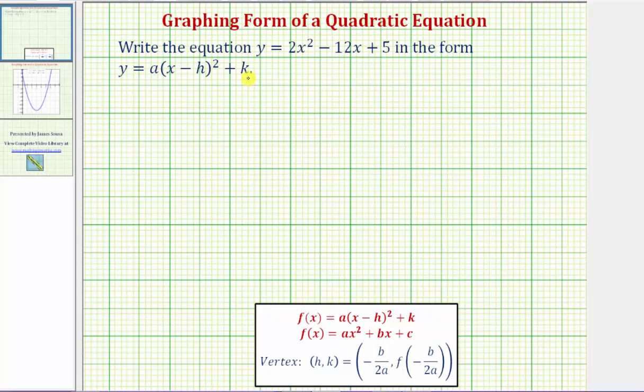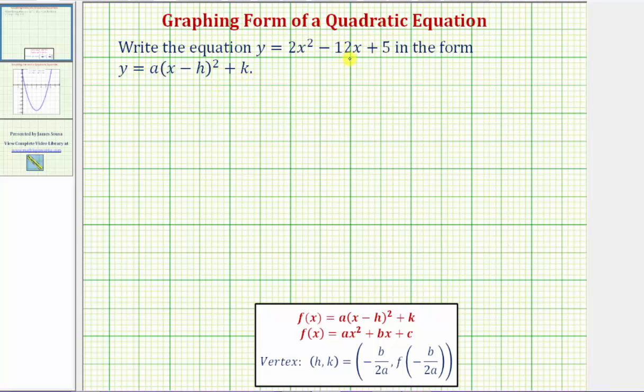We're asked to write the quadratic equation y equals 2x squared minus 12x plus 5, which is often referred to as the general form of a quadratic function, in the form y equals a times the quantity x minus h squared plus k. This form is often referred to as standard form or graphing form of a quadratic function, and that's because h comma k is the vertex of the parabola.